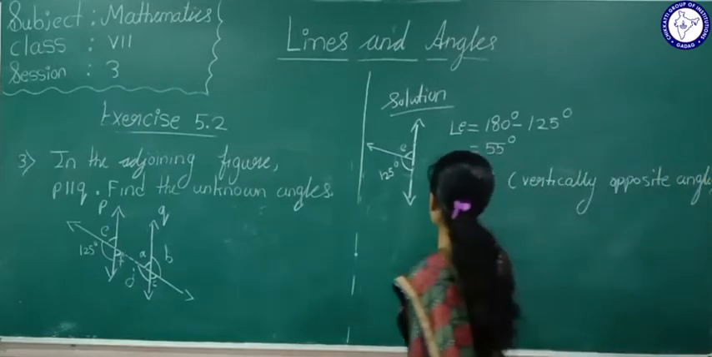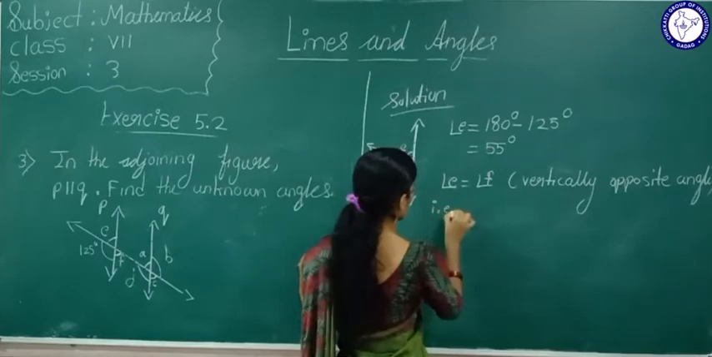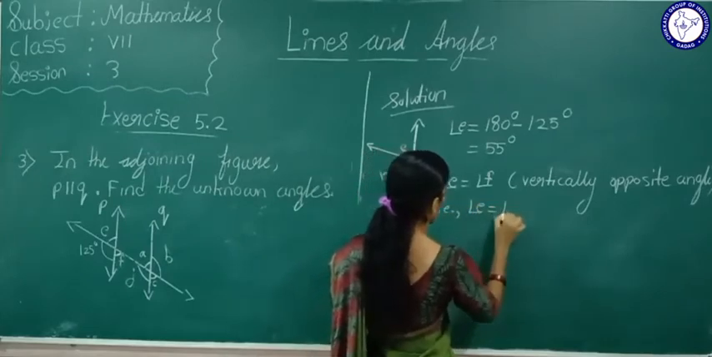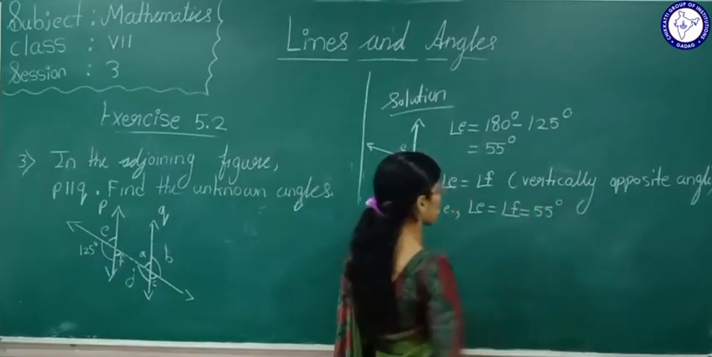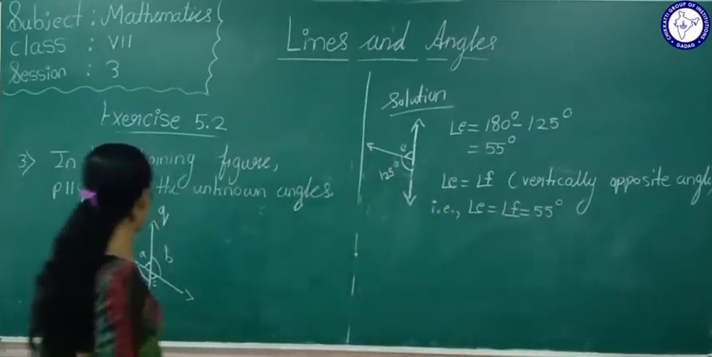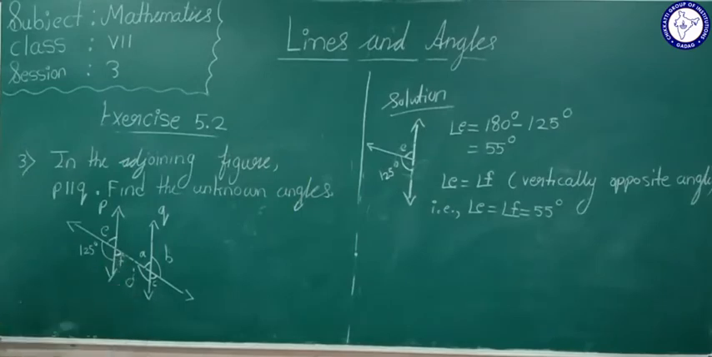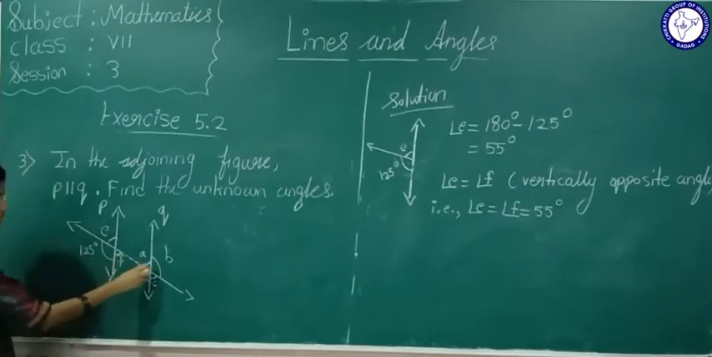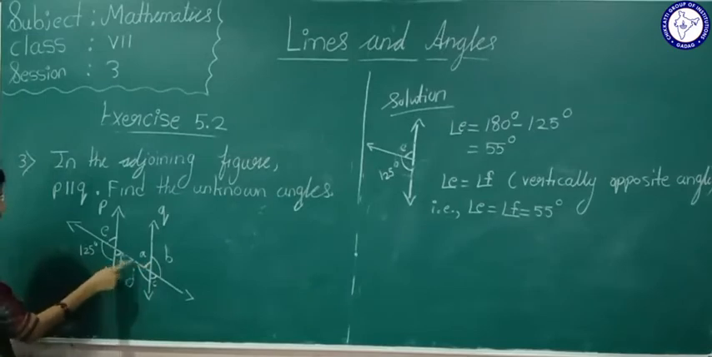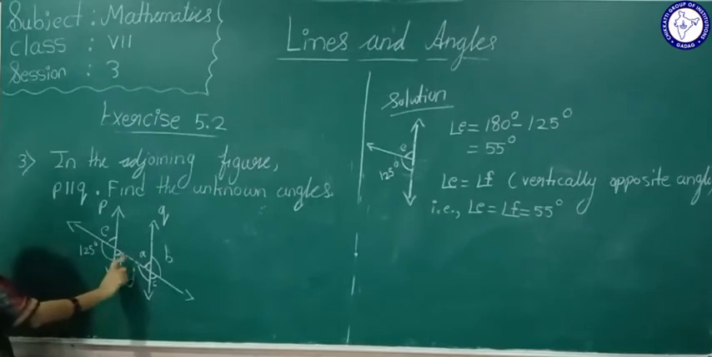Vertically opposite angles: angle E is equal to angle F is equal to 55 degrees. Angle F is nothing but 55 degrees. Now tell me, here angle F is 55 degrees, then what about angle A? Now see, these two are parallel lines and this is a transversal. Angle F and angle A, which angles are these?